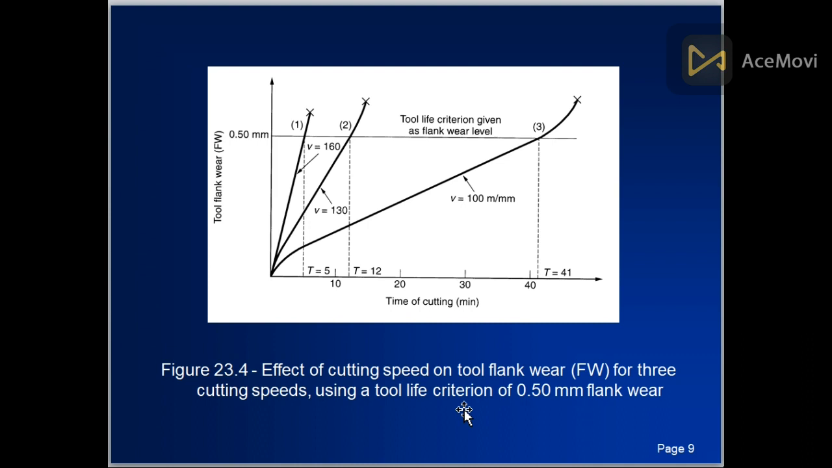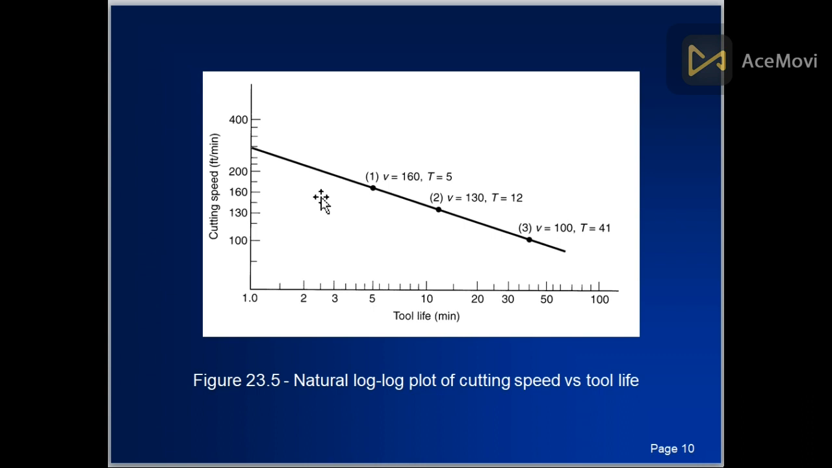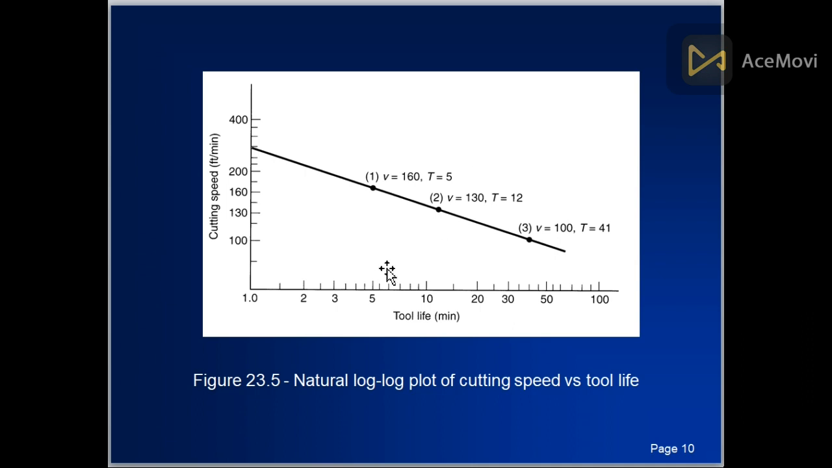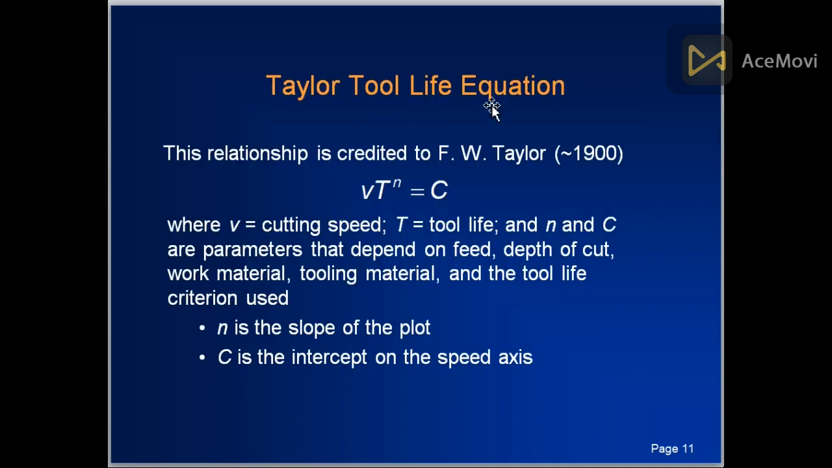This is the effect of cutting speed on the tool flank wear. These are different cutting speeds. This is the flank wear for the velocity 160. This is the wear for 130, and this is for less speed. For less speed, the cutting time is more, so the life is high here. This is the natural log plot of the cutting speed, a log graph of the above data. Taylor tool life equation.